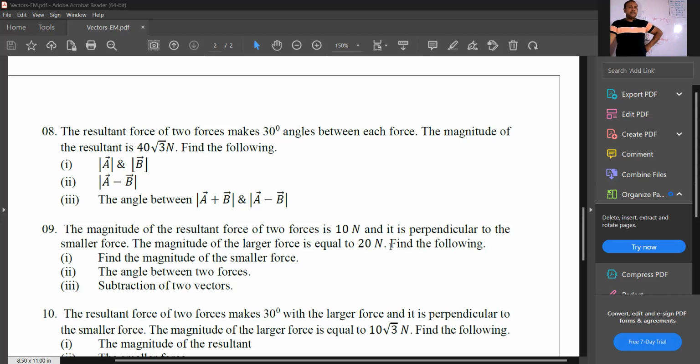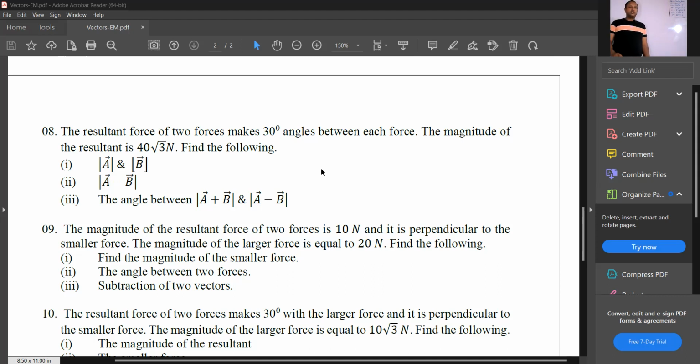So you can apply the same method which I have explained earlier. If the resultant force of two forces makes 30 degree angles, that means the angles between the resultant force and the two forces are equal in size, which is equal to 30 degrees. Therefore, both angles are equal to 30 degrees. What kind of parallelogram is this? Yes, it is a rhombus.